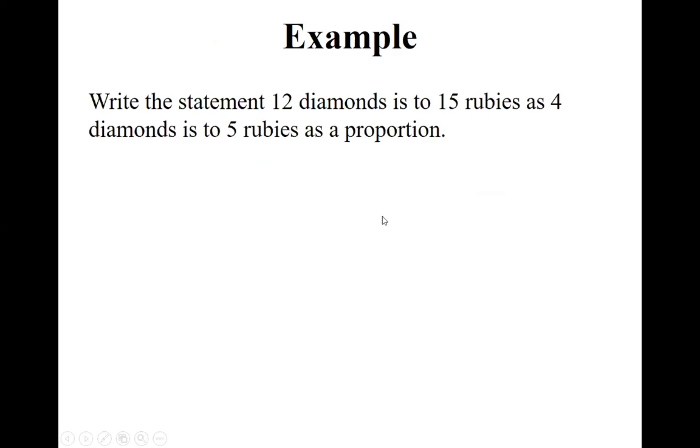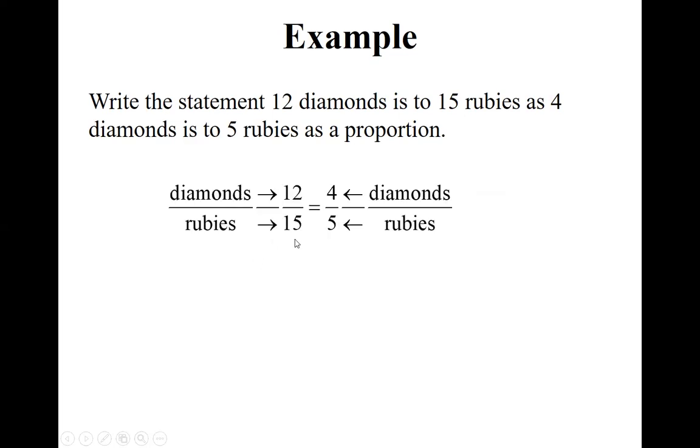So let's write the statement 12 diamonds is to 15 rubies, as 4 diamonds is to 5 rubies, as a proportion. Well, 12 is to 15 as 4 is to 5. Notice the number of diamonds is the first number both times, and the number of rubies is the second number both times.